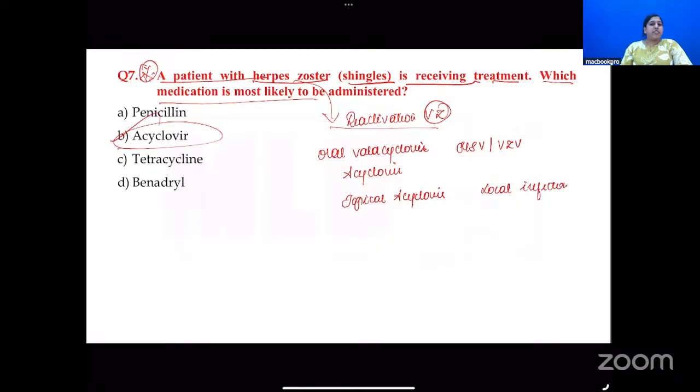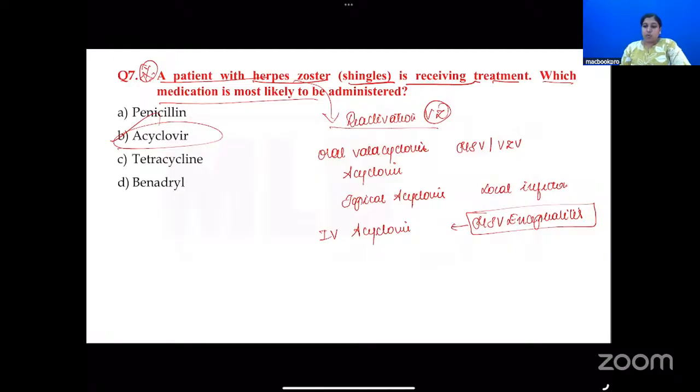What if the patient is a case of HSV encephalitis? Now answer in the chat box. What is the drug of choice when the patient is a case of HSV encephalitis? If the patient is a case of HSV encephalitis, my drug of choice is IV acyclovir. Don't confuse yourself. IV acyclovir is the drug of choice if the patient is a case of HSV encephalitis.